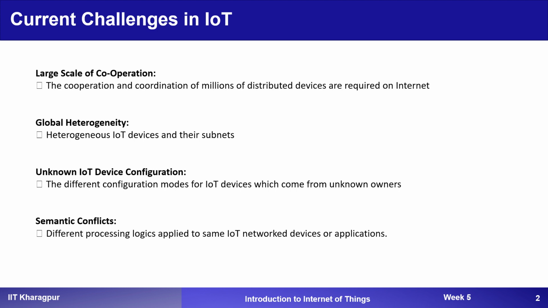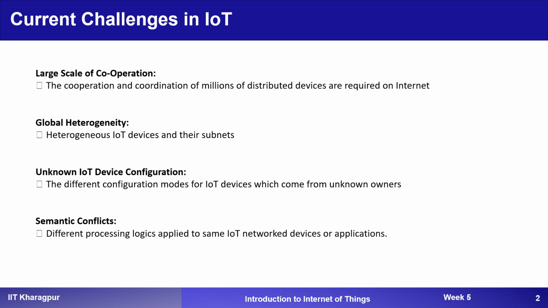The second one is global heterogeneity. The devices, the sensors and the actuators which are deployed in an IoT environment are heterogeneous. They follow different standards, they are built by different vendors, right? So making communication possible between those heterogeneous devices becomes a difficult task.